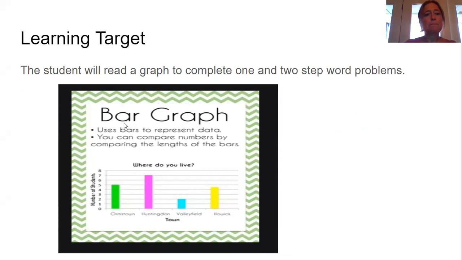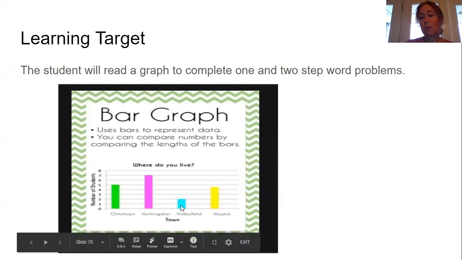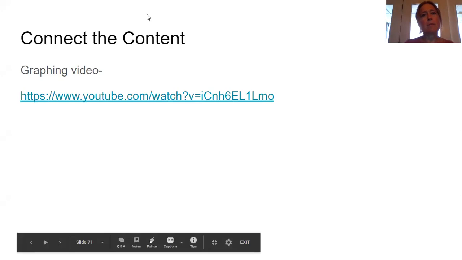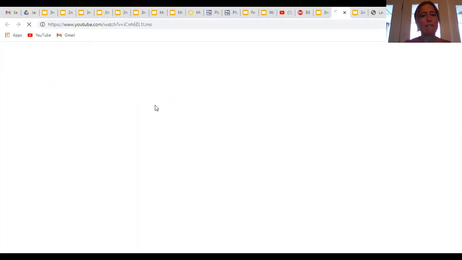As a reminder, a bar graph uses bars to represent data. You can compare numbers by comparing the lengths of the bars, which means if the bar is taller than the other ones, you know that one has more votes or numbers. And if it's shorter than all the others, then it has the least number of votes or numbers. To start us off, I did want to play a reminder video all about graphing.